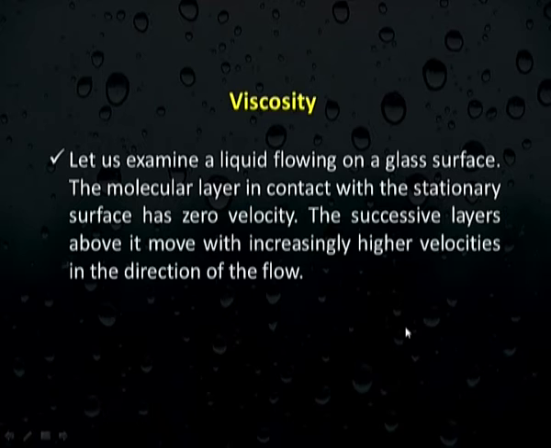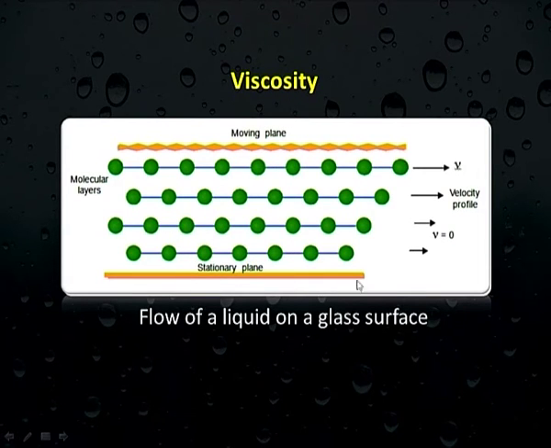Now, let us examine a liquid flowing on a glass surface. The molecular layer in contact with the stationary surface, that is glass, has zero velocity. The successive layers above this glass surface move with increasingly higher velocities in the direction of flow. Here we can see with the help of this diagram, this is the layer of the glass surface.